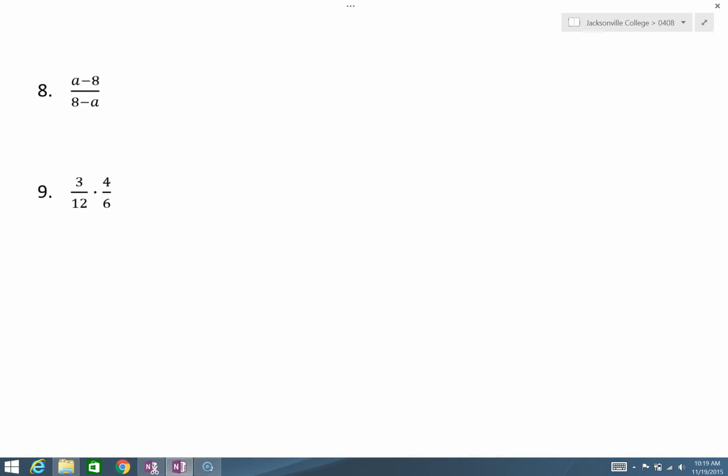Number 8. This is a form we've seen several times. Here we have a minus 8. Here we have 8 minus a. Well, this is going to be equal to negative 1. But I'm going to show a couple of ways that we can deduce that. A minus 8 over 8 minus a.